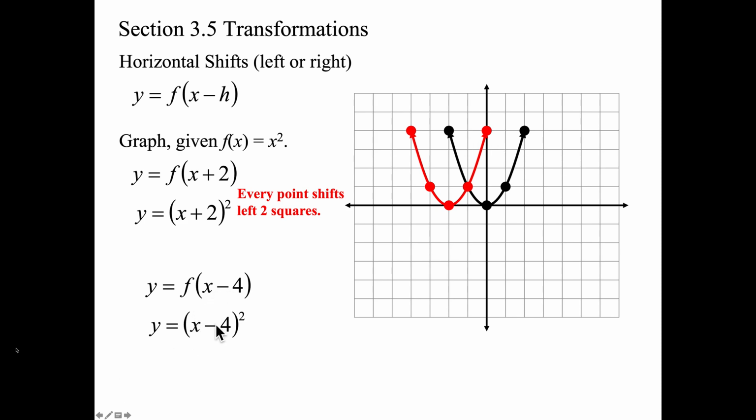Now, if we're subtracting on the inside, again, opposite effect of what you think is going to happen, this is going to be moved to the right 4 squares. So those 5 points right there are all going to go to the right 4 squares, and there's my new parabola. So that's our shifting left and right and our up and down, all being added or subtracted. Now remember, outside adding and subtracting affects the y coordinates. Inside the function affects the x coordinates, but in an opposite manner. All right?